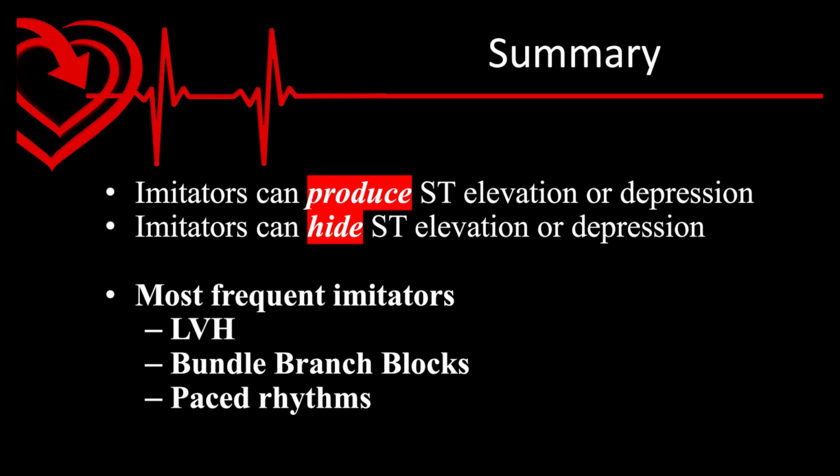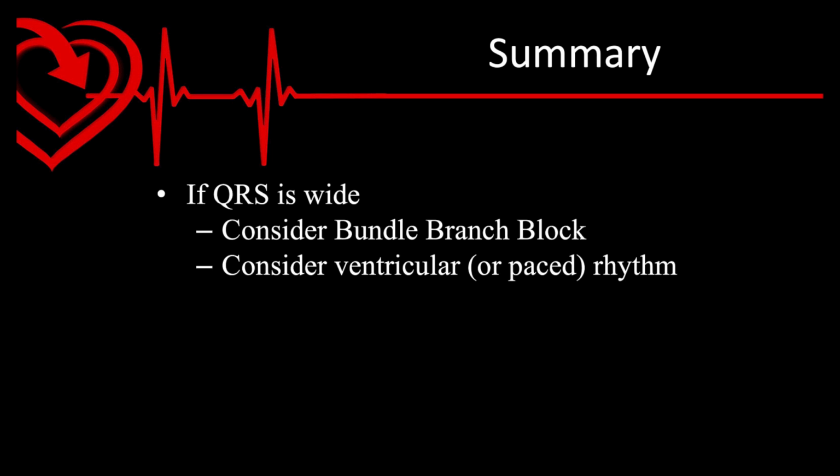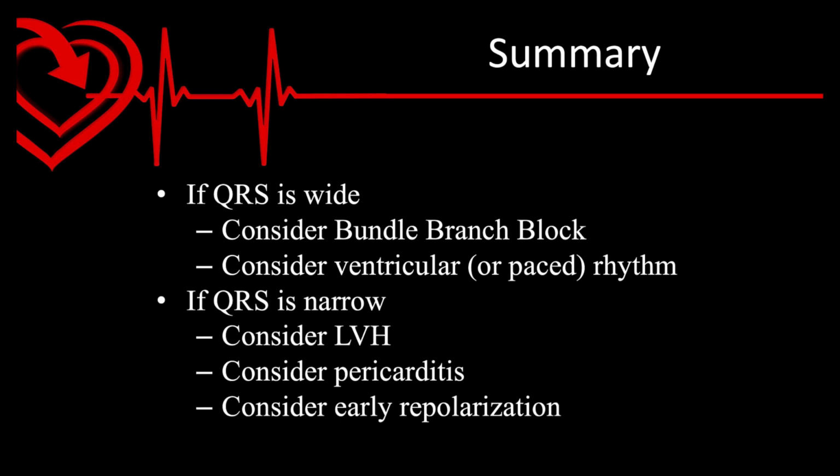The take-home message there is anything that makes the QRS deep, tall, wide, odd, ugly is likely to change the ST and T wave. And that means in those circumstances, we have to be suspicious of whether or not that ST elevation is actually telling us anything about a STEMI, but perhaps just telling us something about the conduction pattern. If a QRS is wide, think about a bundle branch, think about a ventricular paced rhythm. If the QRS is narrow, look for hypertrophy, think about pericarditis, think about early repolarization or one of those other examples.